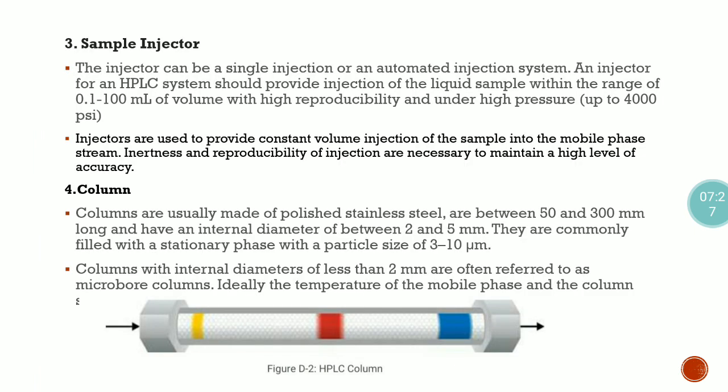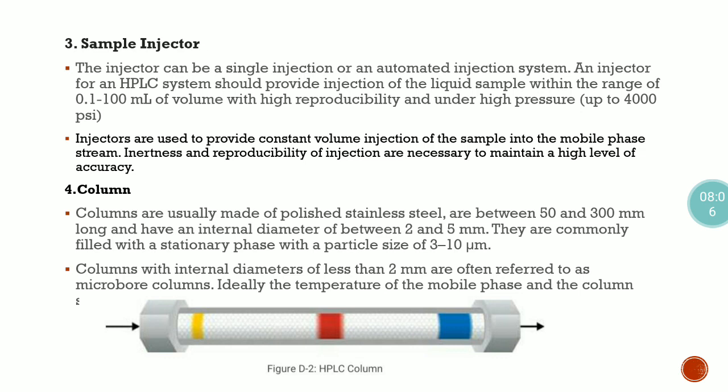Third one, sample injector. The injector can be a single injection or an automated injection system. An injector for an HPLC system should provide injection of the liquid sample within the range of 0.1 to 100 milliliter of volume with high reproducibility and under high pressure up to 4000 psi. Injectors are used to provide constant volume injection of the sample into the mobile phase stream. Inertness and reproducibility of injection are necessary to maintain a high level of accuracy.